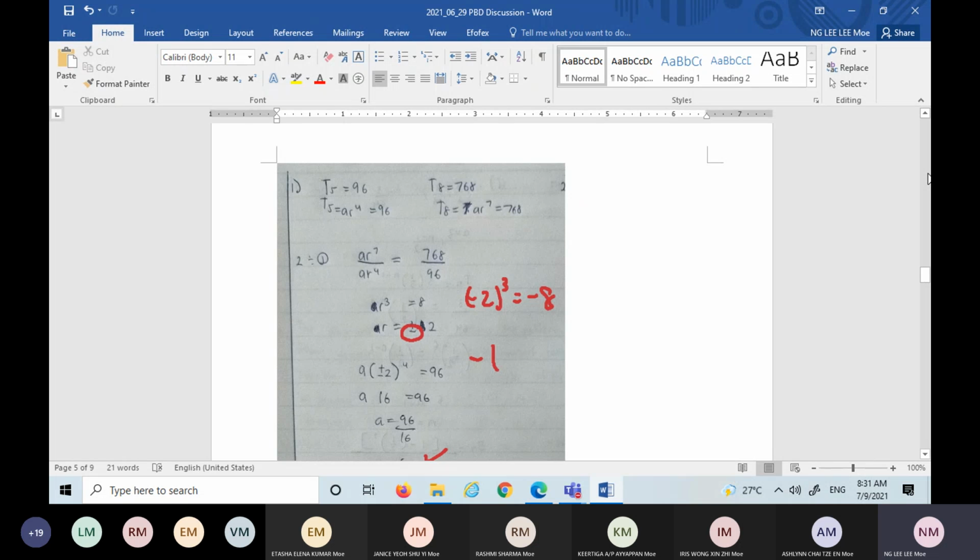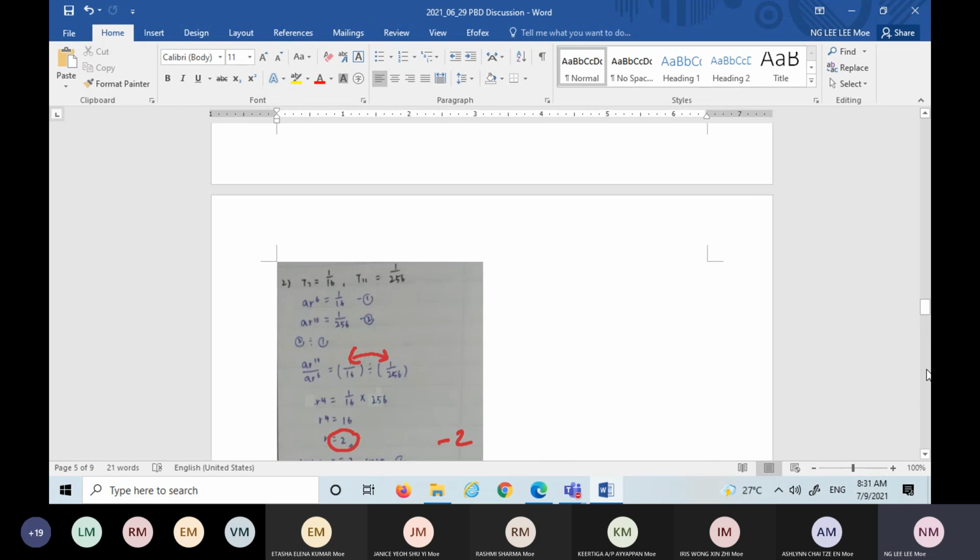You have to look carefully. Just now that one was R to the power 4. So if the power, the index, is an even number, then your answer will have a plus minus, like R to the power 2, R to the power 4, R to the power 6. But if the index is an odd number, R to the power 3, R to the power 5, R to the power 7, then you only have one answer. Cannot have a plus minus. This one you have to be careful. Okay, next script.